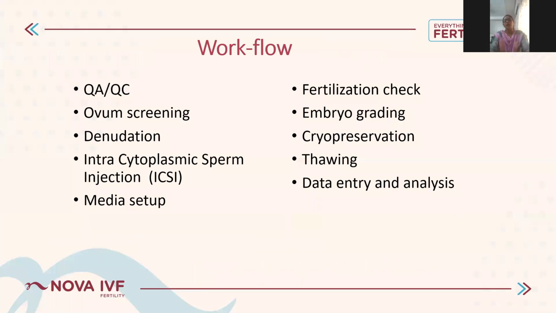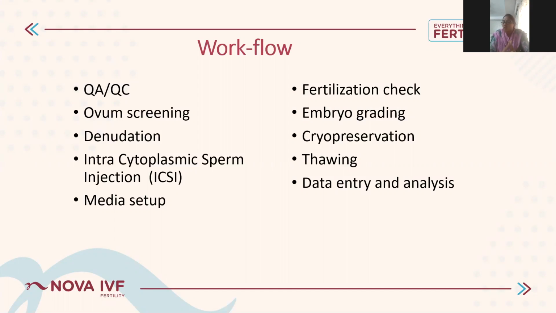So this is the workflow, what happens in the lab. As I already told you, the ovum screening happens. That is, the fluid is screened to look for good quality ovum. The eggs are usually surrounded by some soft cells which are removed. Then the ICSI, that is the fertilization process, is done. And later on, the fertilization check is done, whether the fertilization has happened or not.